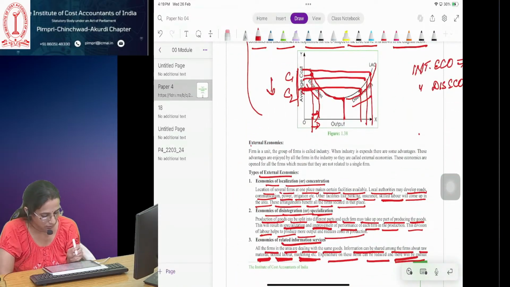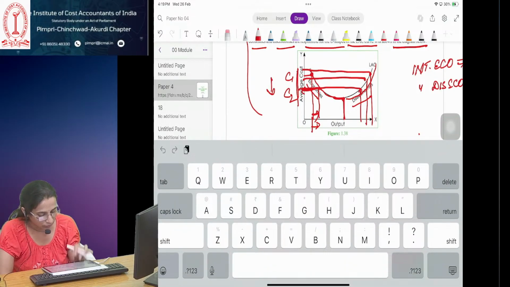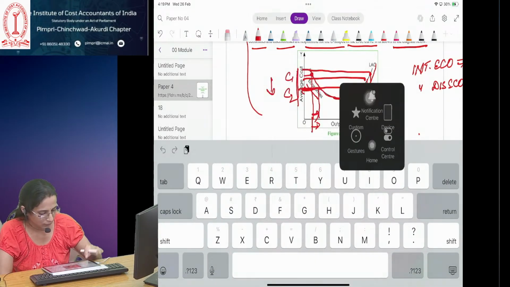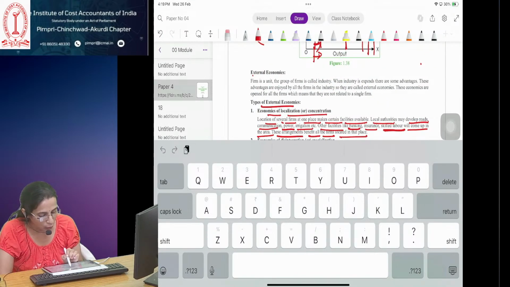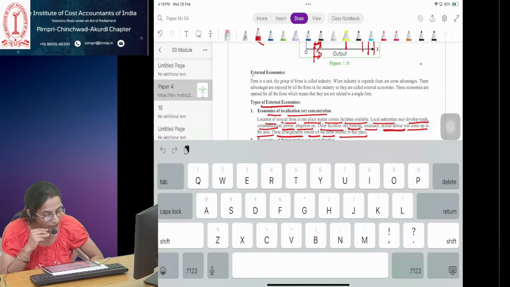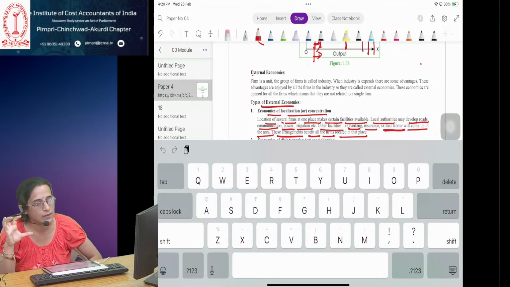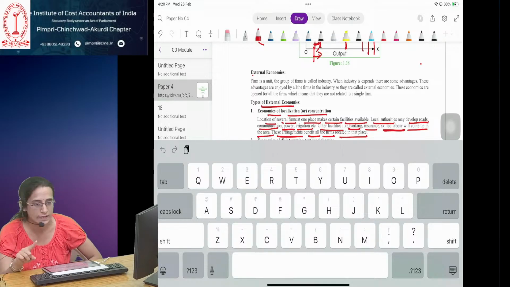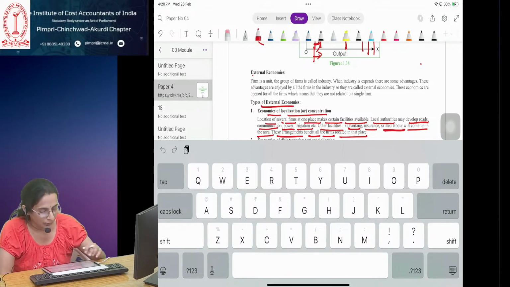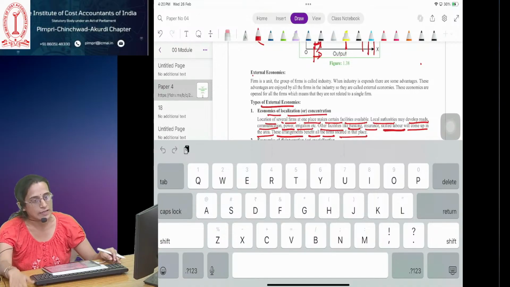Now I'll read external. Firm is a unit. The group of firms is called industry. When the industry expands, there are some advantages. These advantages are enjoyed by all the firms in the industry, all the automobile producers. So they are called external economies. These economies are open for all the firms, which means they are not related to a single firm. Clear? Clear now what are economies, diseconomies, types of economies, internal, external.